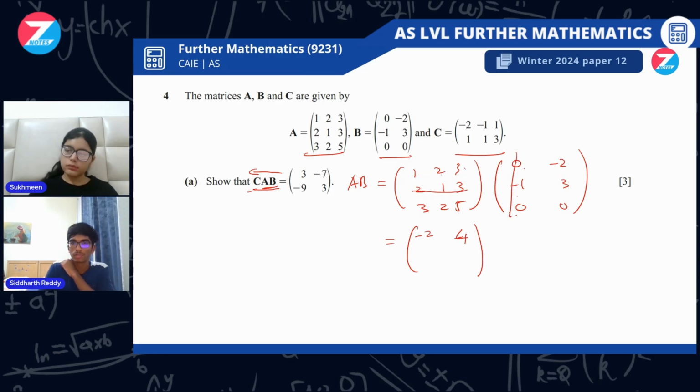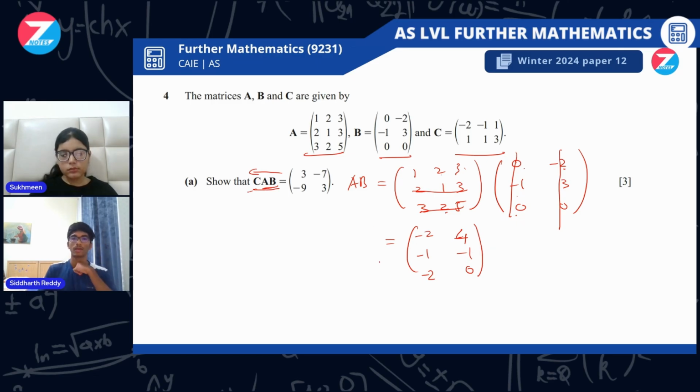And same thing for the middle row also. So 2 times 0 plus 1 times minus 1 plus 3 times 0. So that's minus 1. I won't be drawing the lines anymore, but 2 times minus 2, that's minus 4, plus 1 times 3, that's minus 1, plus 3 times 0, so it's still minus 1. And finally, you have 3 times 0 plus 2 times minus 1, which is minus 2, plus 5 times 0. And you have 3 times minus 2, which is minus 6, plus 2 times 3, which is 6. So it stays 0. So it's minus 2, 4, minus 1, and minus 2, 0.